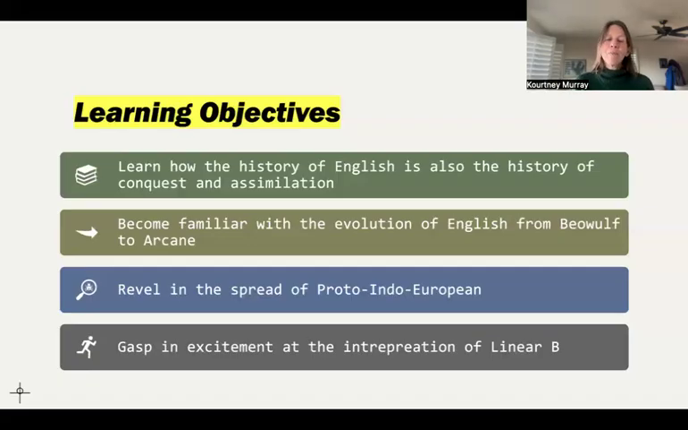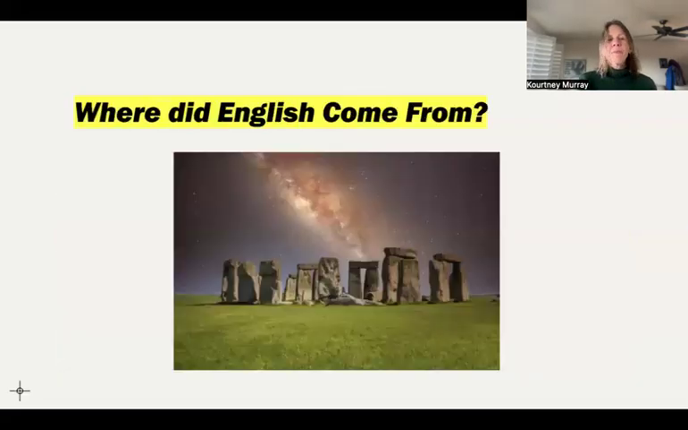We're going to talk about the spread of Proto-Indo-European, which is amazing. I think if you're not familiar with it, you will be very impressed by the magnitude of Proto-Indo-European. And then just because this is something I'm fascinated by, I have a very brief little excursus about Linear B. So that's what we're doing in this first series of lectures.